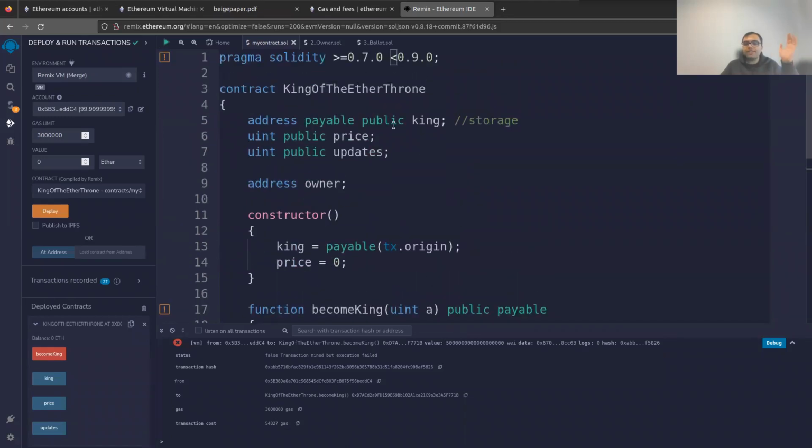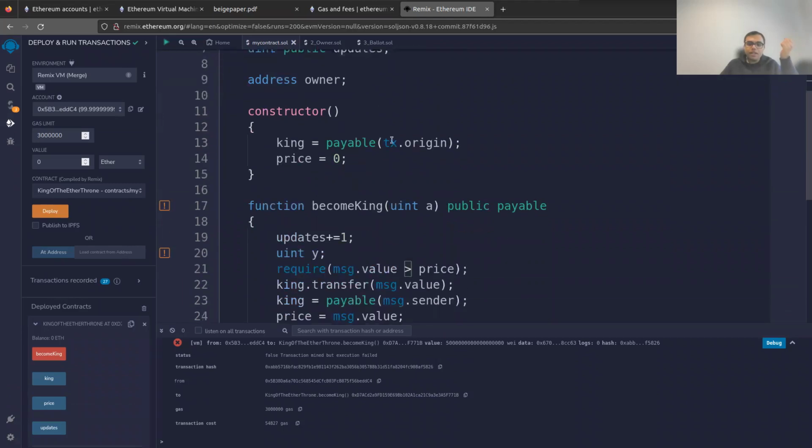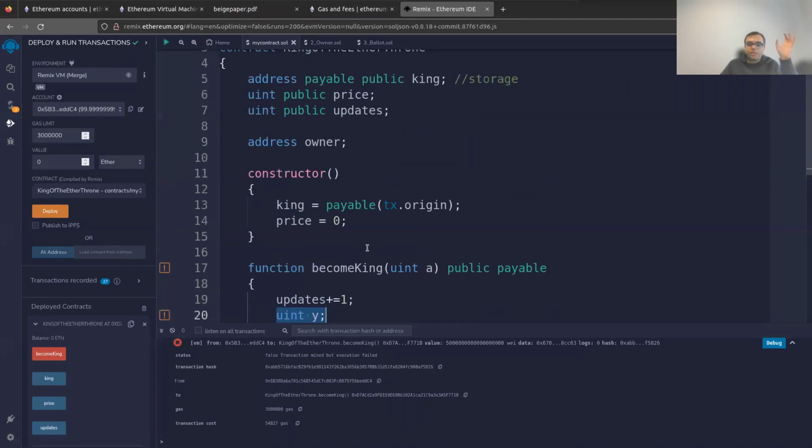A better way of talking about this is that the things that are saved on the blockchain are the transactions. But what are the values that everyone on the network has to keep track of? Everyone on the network has to keep track of all the storage variables or all the global variables here. But all these local variables, they have a very short lifetime. And after the execution of this function ends, no one on the network needs to remember what the value of y was.